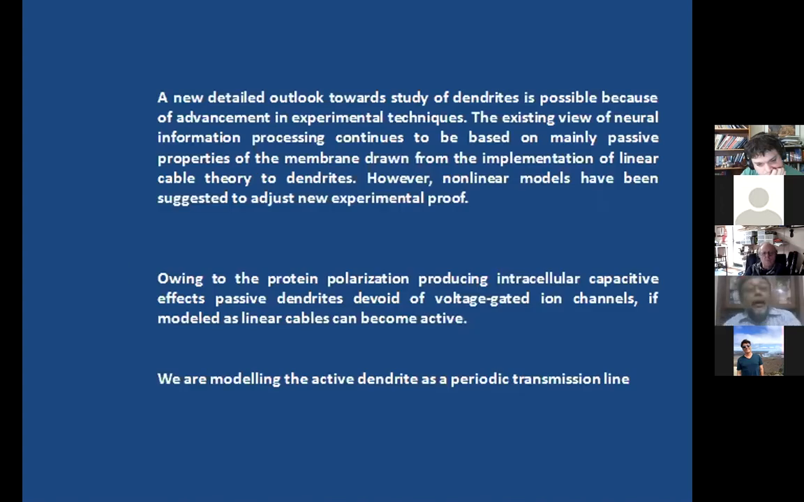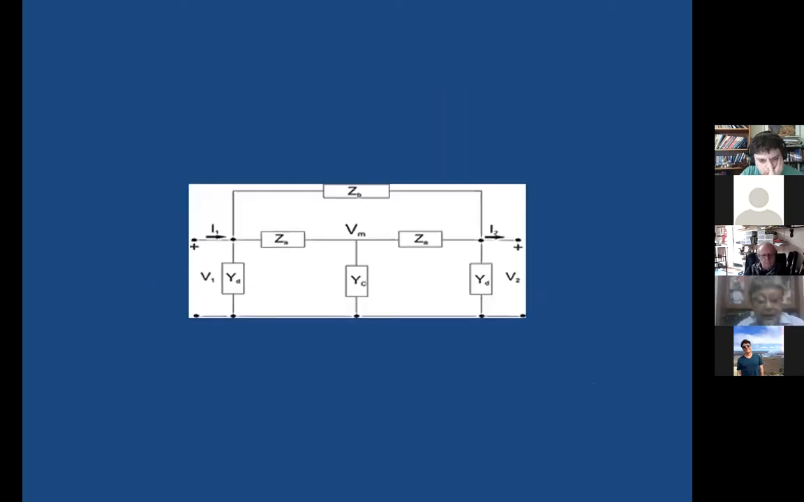Now we have extended this. A new, detailed outlook towards the study of dendrites is possible because of advancement of experimental techniques. The existing view of neural information processing continues to be based mainly on passive properties of the membrane, drawn from the implementation of linear cable theory to dendrites. However, nonlinear models have been suggested to adjust to new experimental proof. Owing to the protein polarization producing intercellular capacitive effects, passive dendrites devoid of voltage gated ion channels, if modeled as linear cables, can become active. So we have modeled this with some active part.